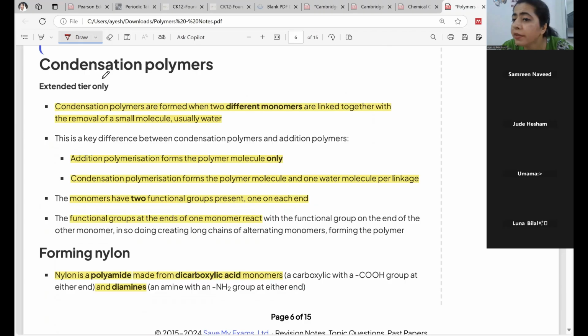In condensation, this condition we don't need. We don't need any carbon-carbon double bond. There is no need for a carbon-carbon double bond. Okay. If a carbon-carbon double bond is there, then it should be addition polymerization.